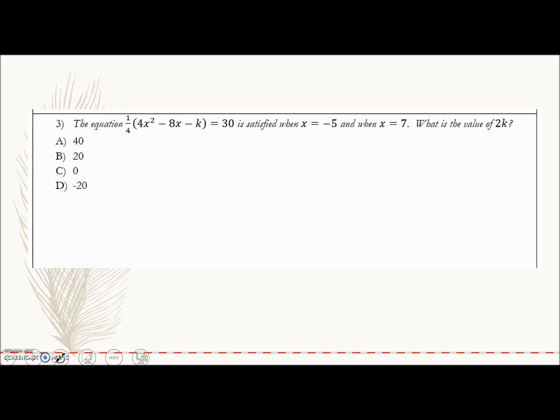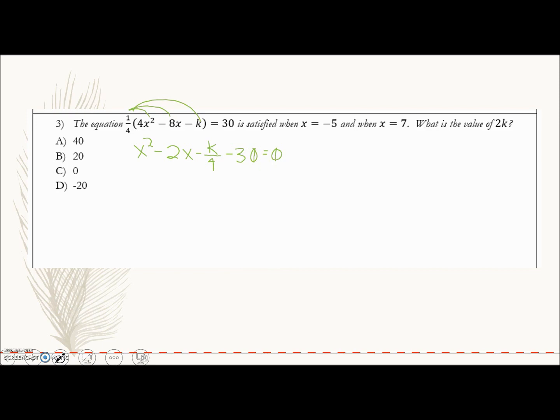What I would first do is distribute that 1/4, to clean this first equation up. So 1/4 times 4 is just 1, so x squared. 1/4 times 8, 8 divided by 4 is 2. And then 1/4 times k would just be 1/4 k, or k divided by 4. I'm also going to subtract over the 30 and get it equal to 0.